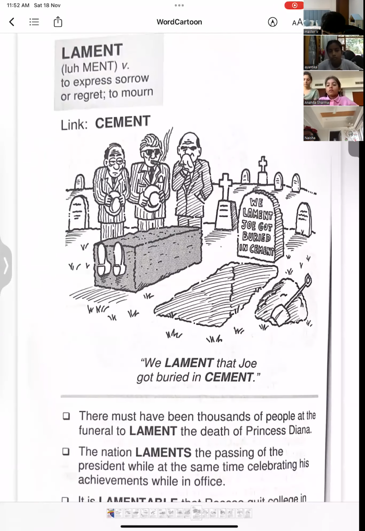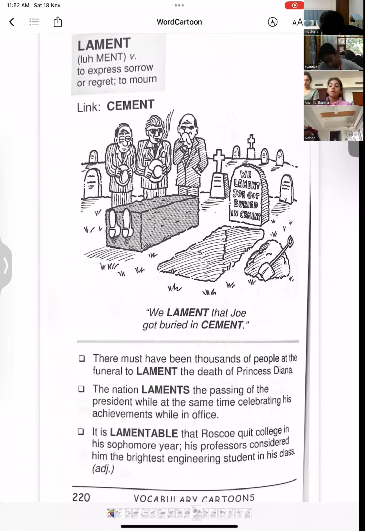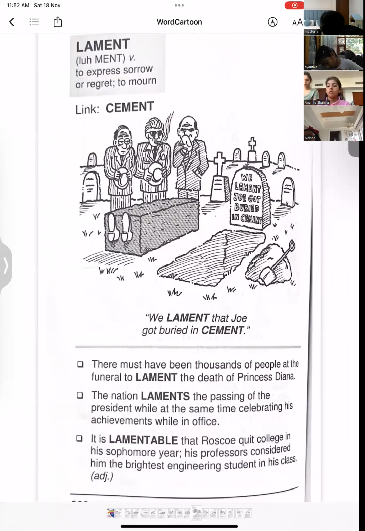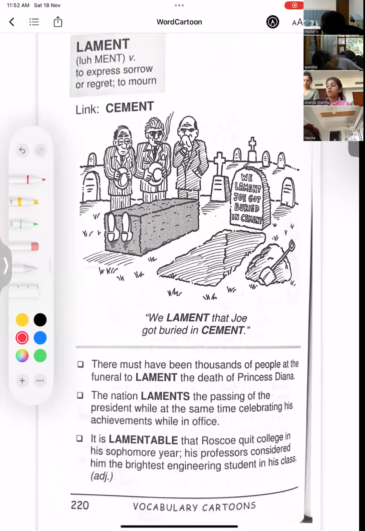Ma'am, in my English literature book in school, I remember the meaning of lament was written as complaining. Okay. Lament. But generally, it can definitely be complaining, because when you are upset, you complain.